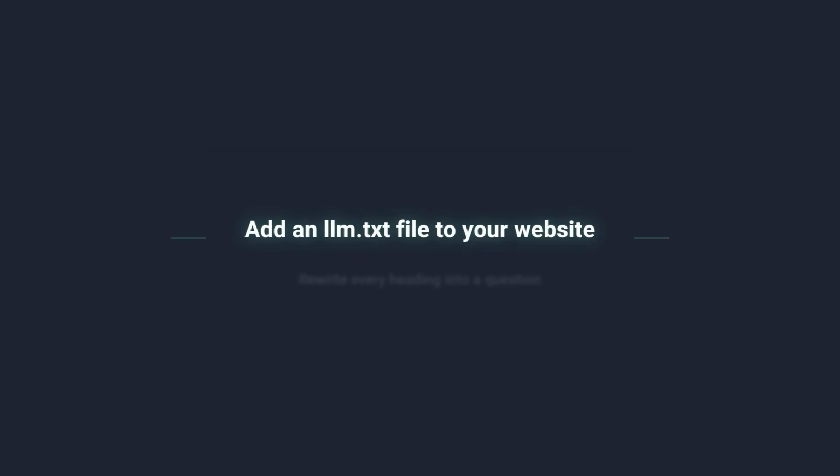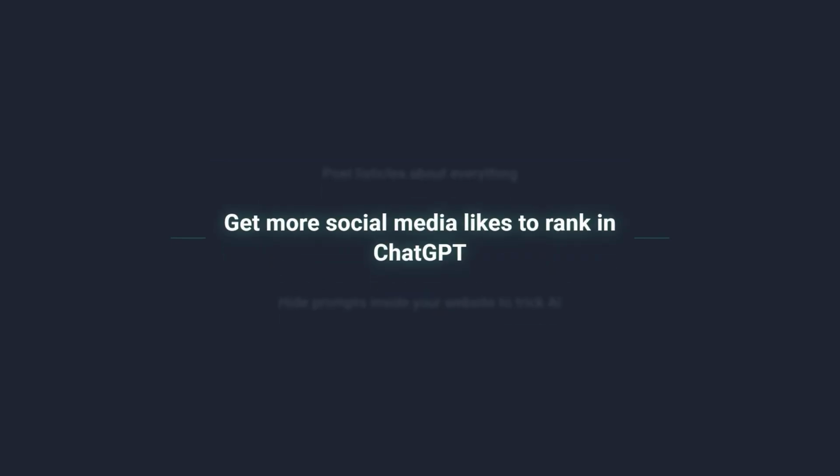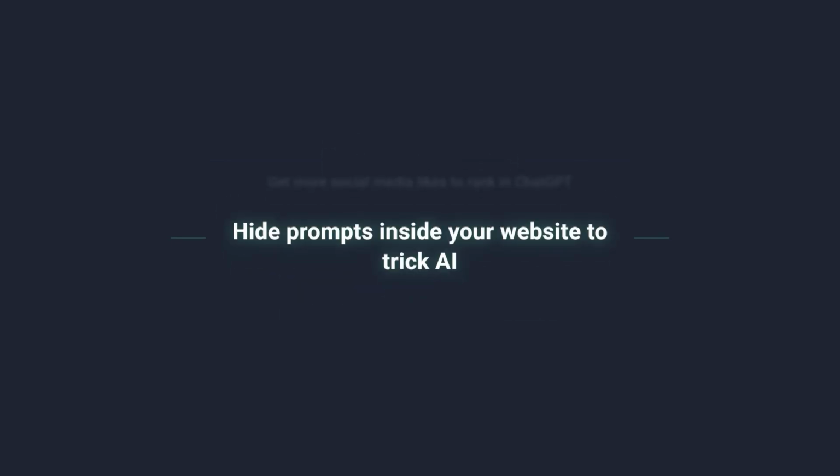You'll hear people say things like, add an LLM.txt file to your website, rewrite every heading into a question, post listicles about everything, get more social media likes to rank in ChatGPT. Some in fact claim that you can hide prompts inside your website to trick the AI. All of it sounds really clever, but here's the problem.